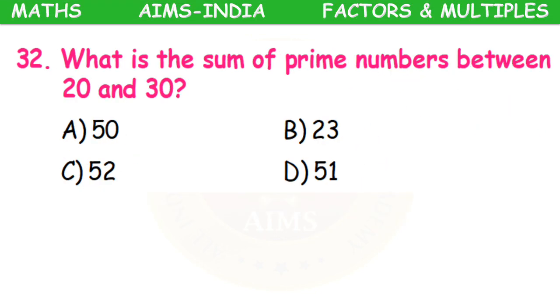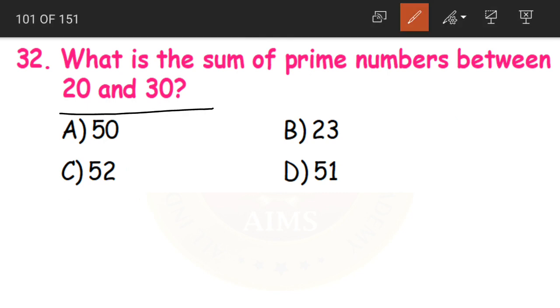Next question. What is the sum of prime numbers between 20 and 30? Children, between 20 and 30, we have only two prime numbers. They are 23 and 29. Now what are prime numbers again? Prime numbers are those numbers which have only two factors, 1 and itself. So between 20 and 30, we have only two such numbers, 23 and 29.